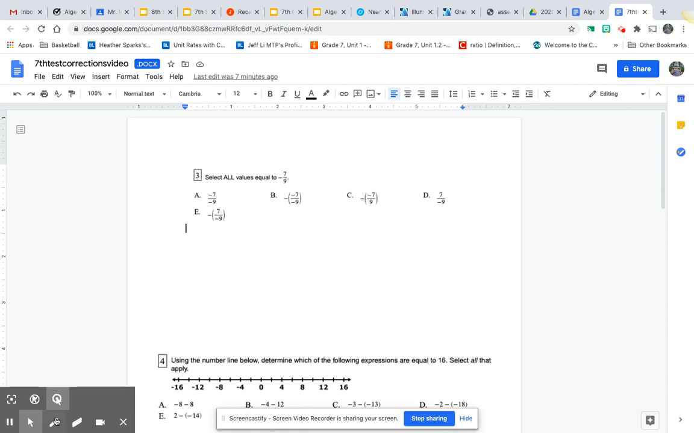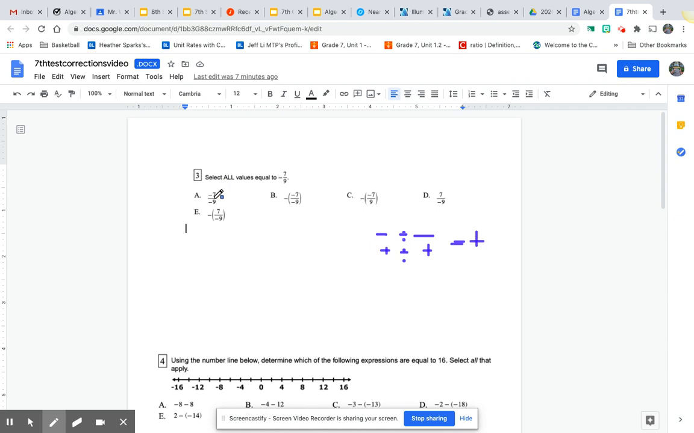So let's take a look at question number 3 here, one that says select all values that equal -7/9. Looking at all of these, I would think of them also like division. Those little fraction lines can also be looked at as division. So just to do a quick recap, anything that has the same sign, like a negative divided by a negative or a positive divided by a positive, is going to equal a positive answer. Now, if it is opposite signs, like a negative divided by a positive, your answer is going to be negative.